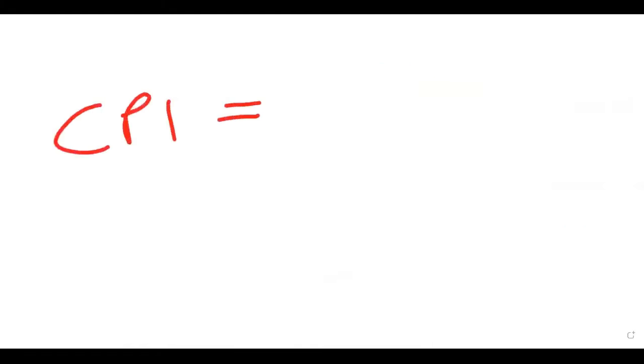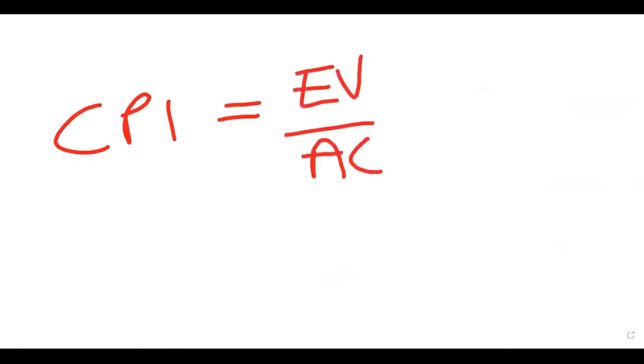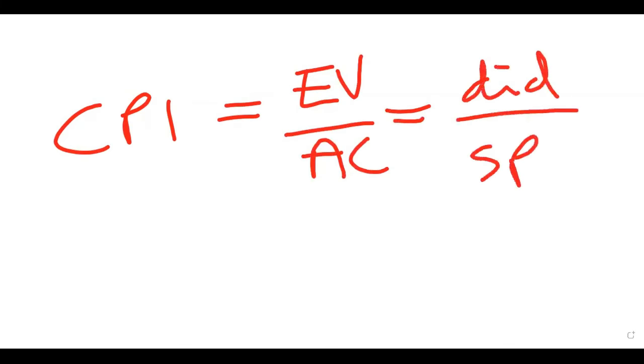What does this mean? Cost performance index is the earned value divided by the actual cost. It's how much you did versus how much you spent.